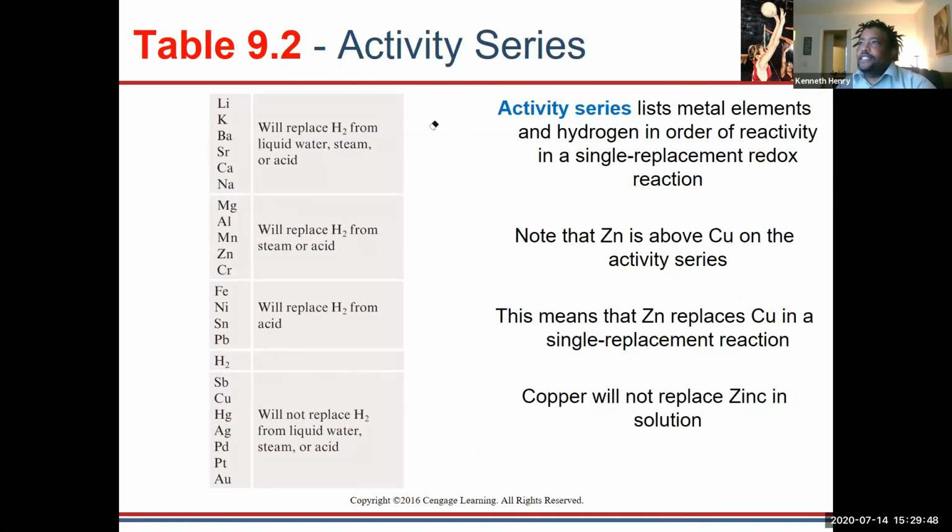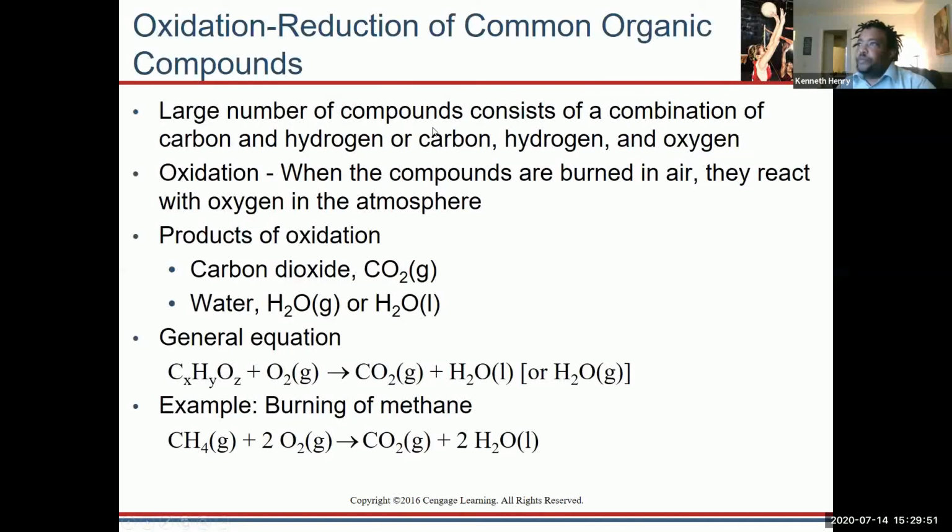Okay, so we also have oxidation of common organic compounds. The oxidation of those things is basically when you add oxygen to it, or a combustion reaction, right? So in this case, let's say we have a general compound. This is a very generic equation. We add oxygen gas to it, and you're always going to end up with carbon dioxide and water.